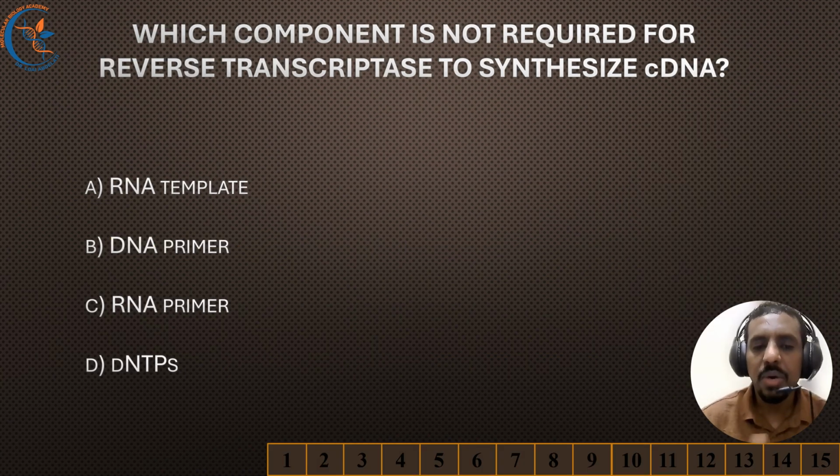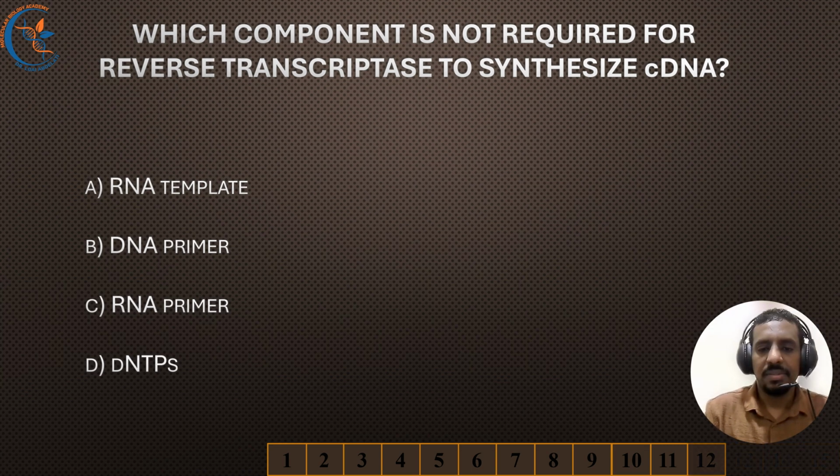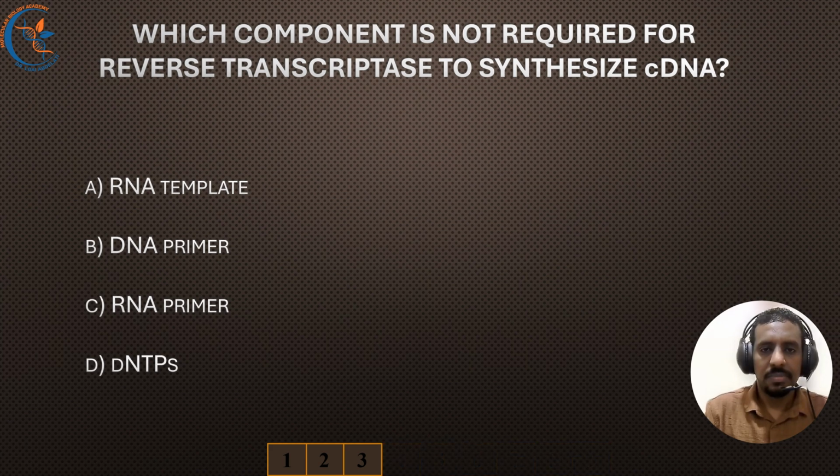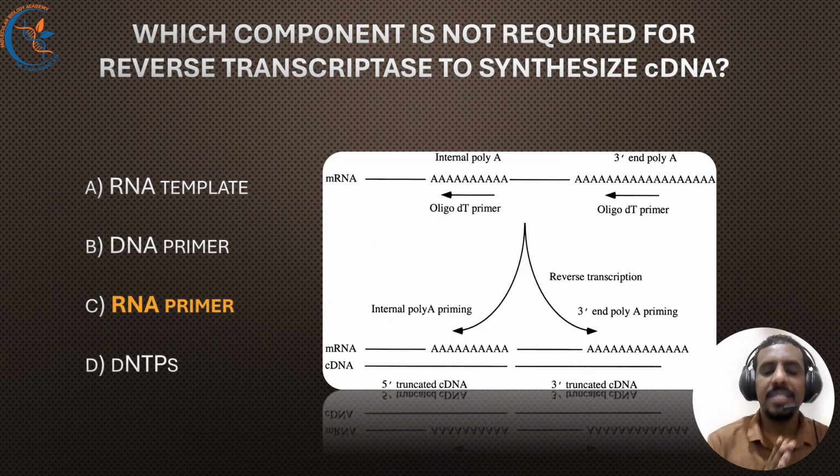Which component is not required for reverse transcriptase to synthesize cDNA? The correct answer is RNA primer. Actually, reverse transcriptase typically uses a DNA primer like oligo-dT to initiate cDNA synthesis, where RNA primers are used in DNA replication, not in the reverse transcription process.